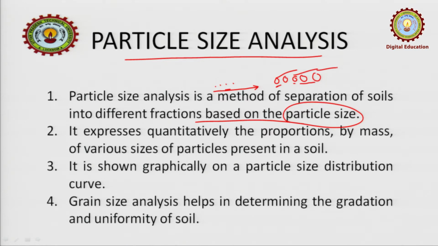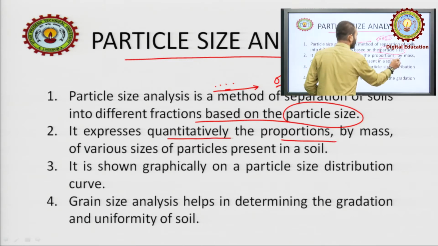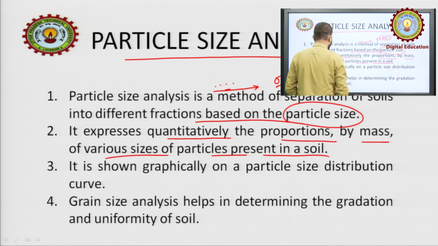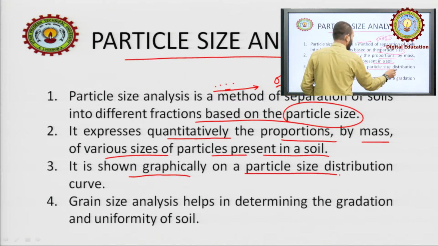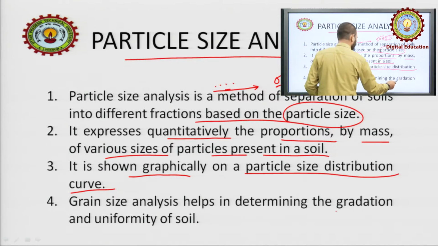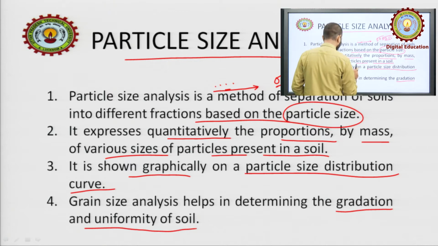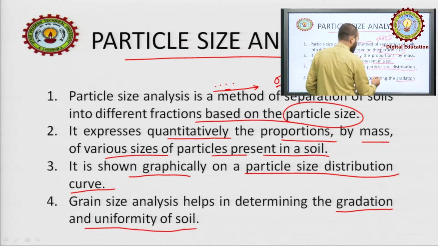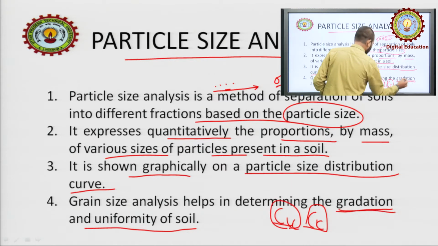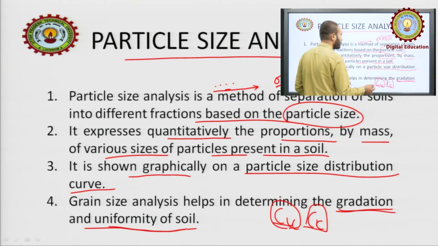It expresses quantitatively the proportion by mass of various sizes of particles present in a soil. It is shown graphically on a particle size distribution curve. We will be dealing with the curve also later on. Grain size analysis helps in determining the gradation and uniformity of soil. We also have two parameters, that is Cu and Cc, the coefficient of uniformity and the coefficient of curvature. These two help us to determine gradation and uniformity. This we will be discussing.